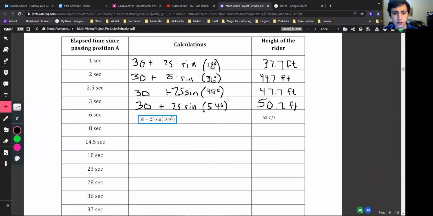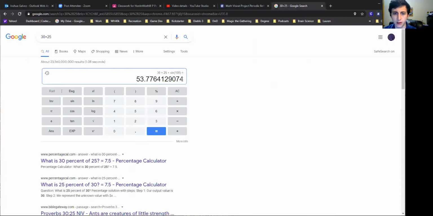Okay, so 8 seconds is going to be 108 degrees, that's 6 seconds, plus 36 degrees. Remember, every 2 seconds is 36 degrees. So another 2 seconds have passed, which means another 36 degrees will have passed. So that's going to be 30 plus 25 times the sine of 108 plus 36, which is 144 degrees. So let's go ahead and plug that in. So it's going to be 44.7.